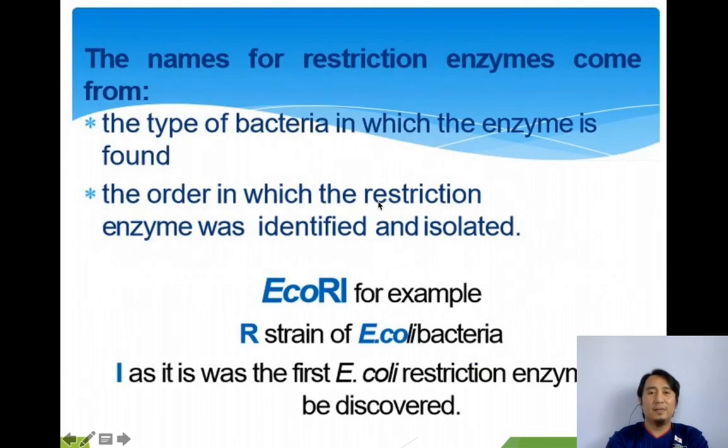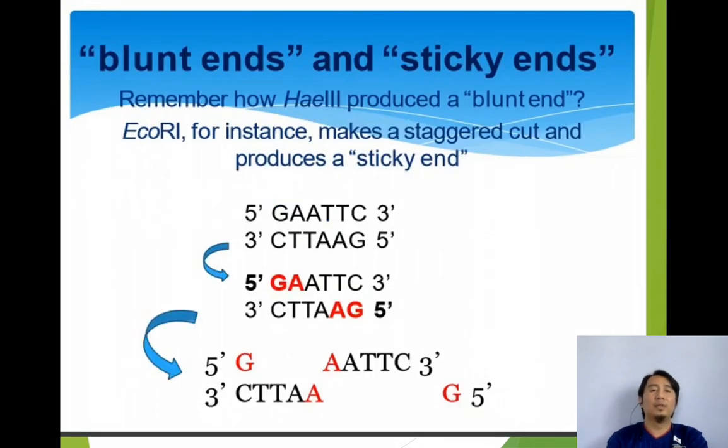Okay? How this enzyme is being named. Okay, so this is blunt end and sticky end. So, remember how HAE3 produces a blunt end? EcoRI, for instance, makes a staggered cut and produces a sticky end. So, ada dua restriction enzyme ni boleh potong dan produce dua kebarangkalian. The first one is blunt end. The second one is sticky end.